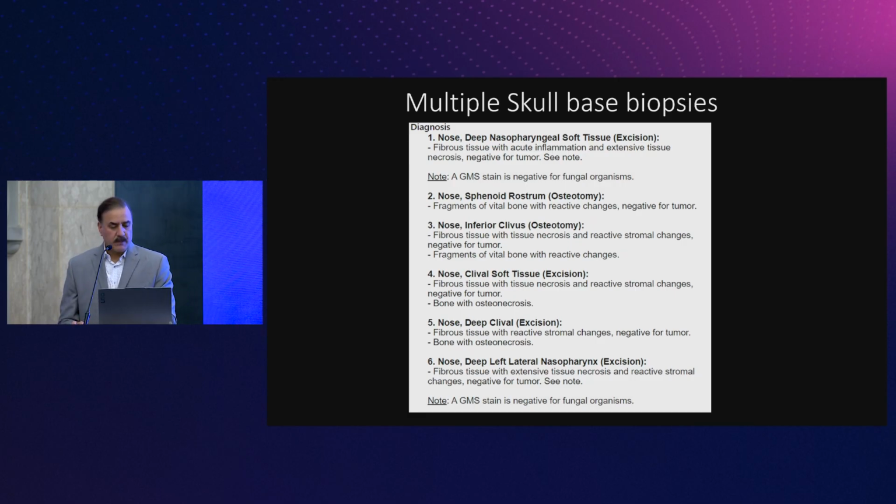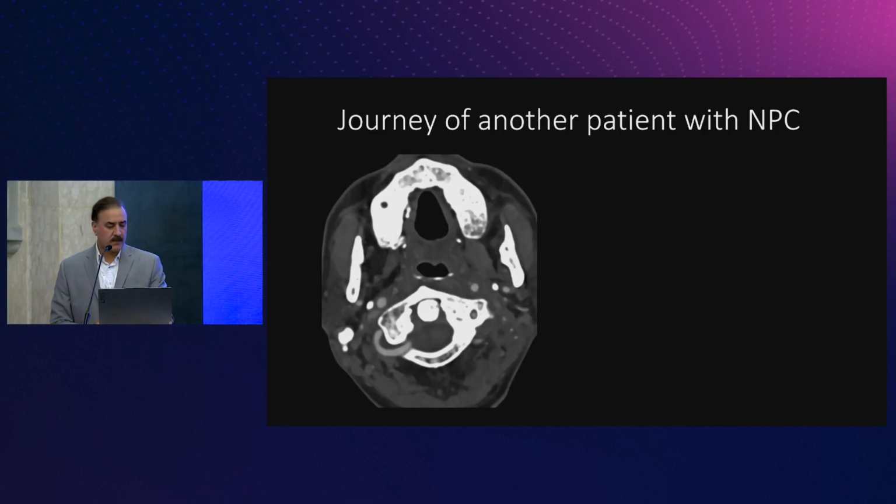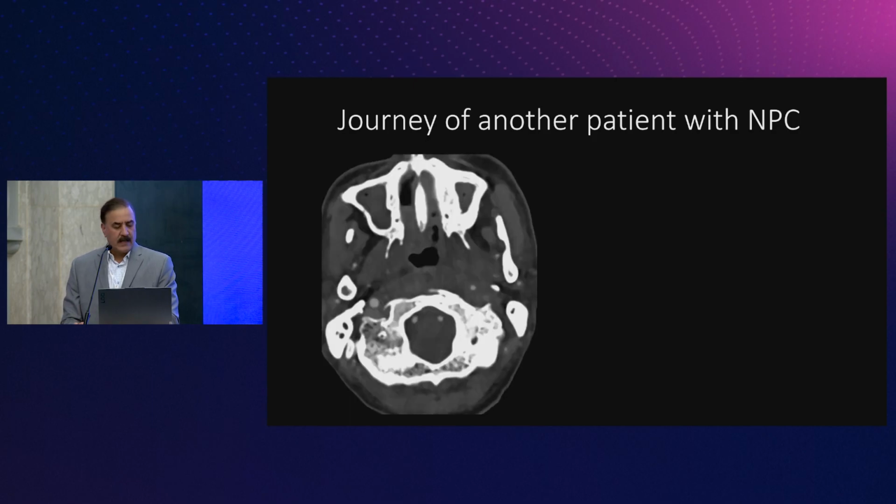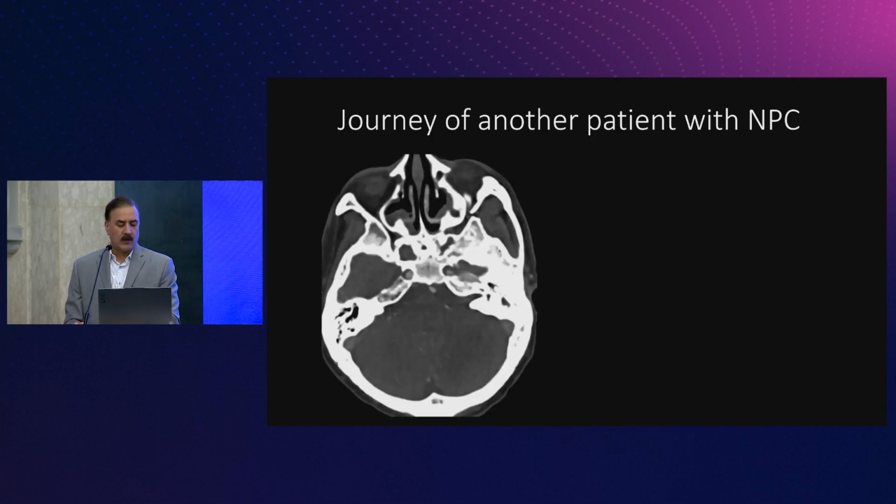So it can be a real spectrum of changes that you can see in such patients. This is another patient with nasopharyngeal carcinoma, treated nicely, was doing well, and then suddenly developed some dizziness and some weakness on the right side. Of course, you see the lumen of the carotid artery is completely narrowed, followed it up.